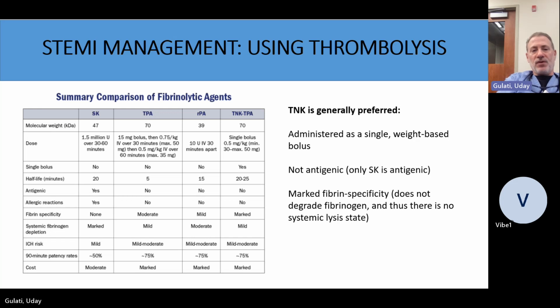While there are a few different available thrombolytic agents, most of the time tenecteplase is used because it's administered as a single weight-based bolus. It's not antigenic. Streptokinase, which hasn't been used regularly in decades, is antigenic. If any of you go practice overseas in third world nations, you might see streptokinase used, but otherwise you won't. Tenecteplase, like some of the other ones, has a pretty good fibrin specificity, which means it doesn't degrade fibrinogen, so there's no systemic lytic state that occurs after you use tenecteplase. It's given as a single weight-based bolus.